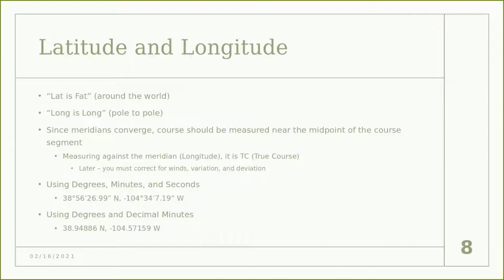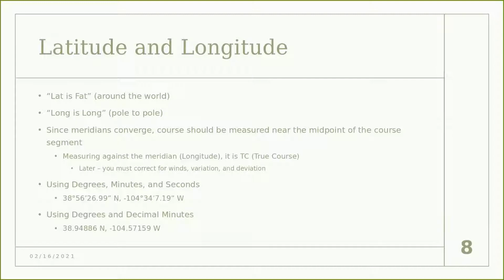Now, this is based off of true north, so they do converge as you get closer to a pole. So, for example, if you're flying a cross-country route, let's give an exaggerated example, flying from Amarillo, Texas up to Chicago, right? As you continue to fly north, those meridians are getting closer and closer and closer together.